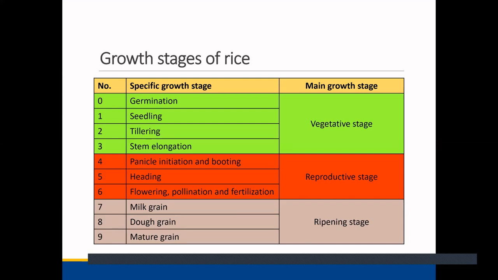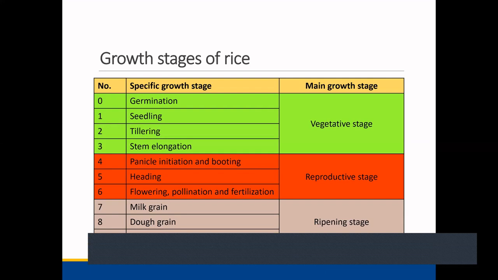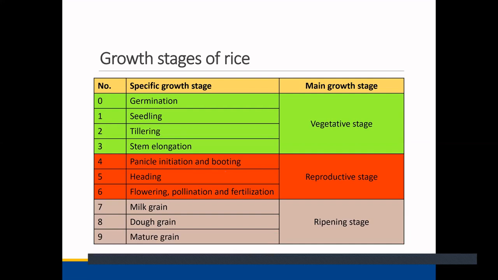Because if you remember, when we talked about the temperature requirement, we said that if the temperature increases beyond 35, there is a high chance of sterility in the spikelets and grains. That's the reason. Flowering, pollination, and fertilization occur in a very short period of time. If the high temperature overlaps with that short period, you will lose the yield significantly because of the sterility, right?